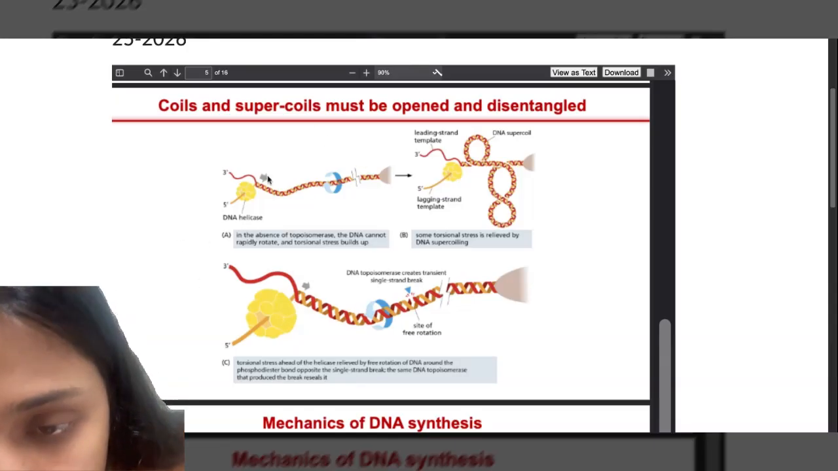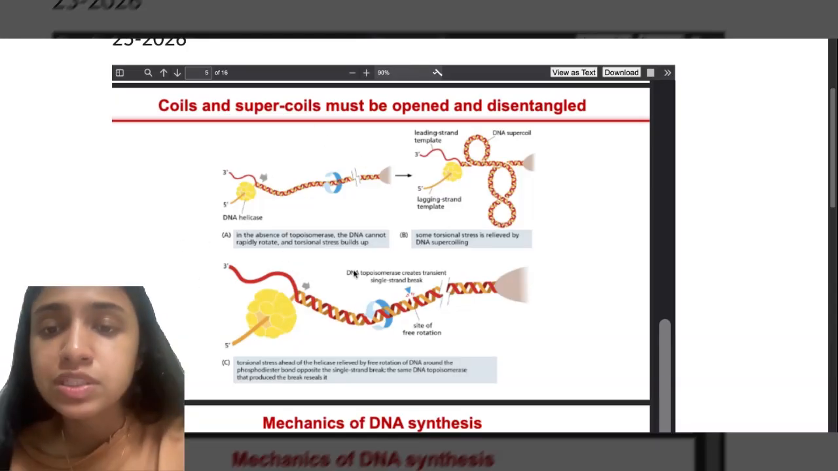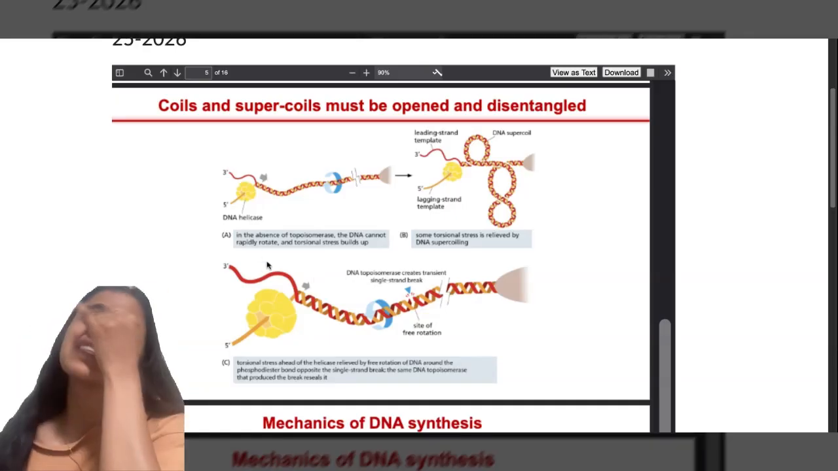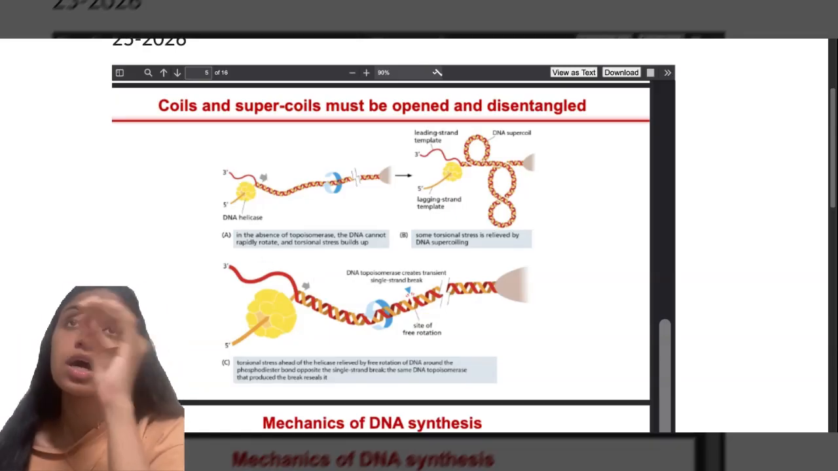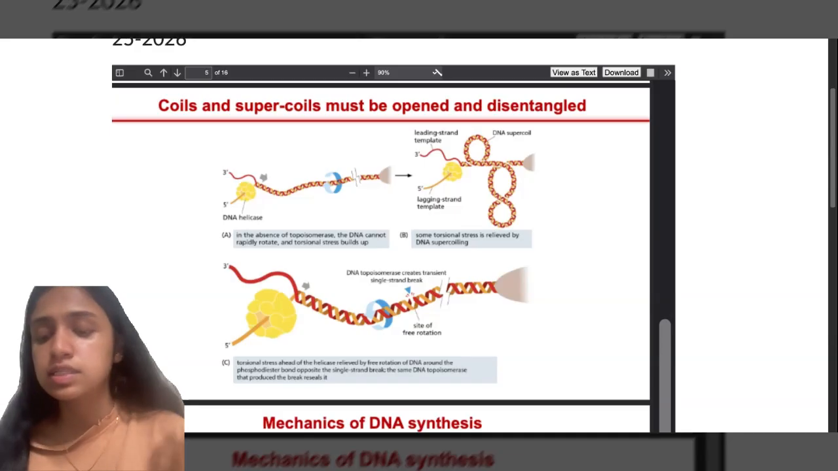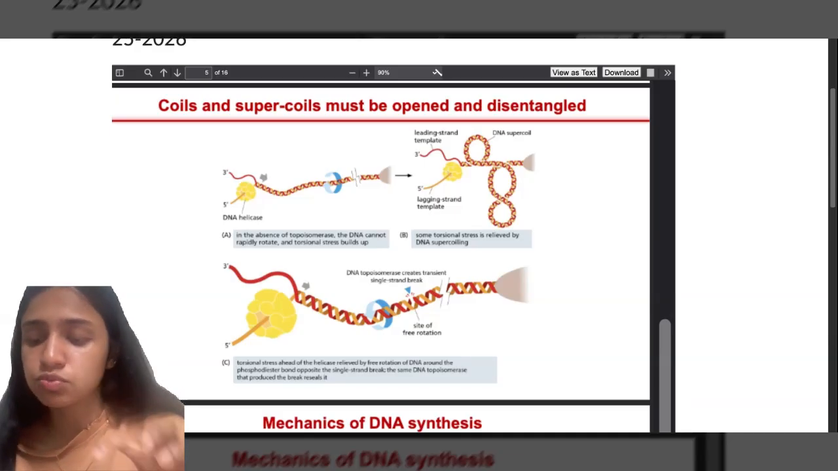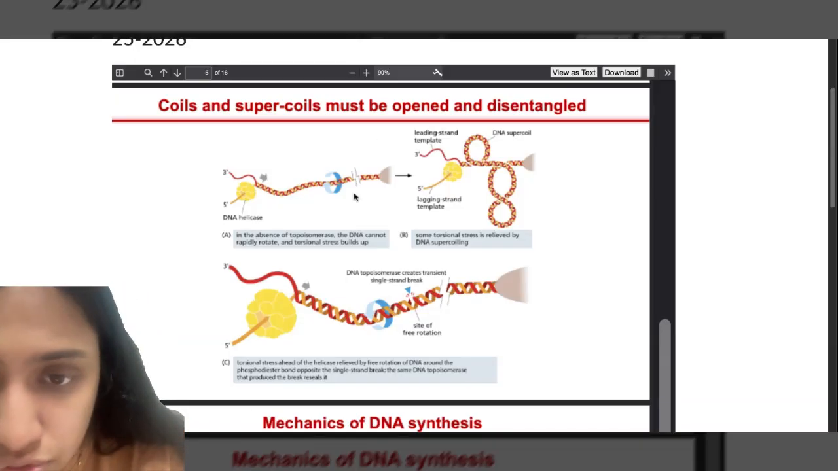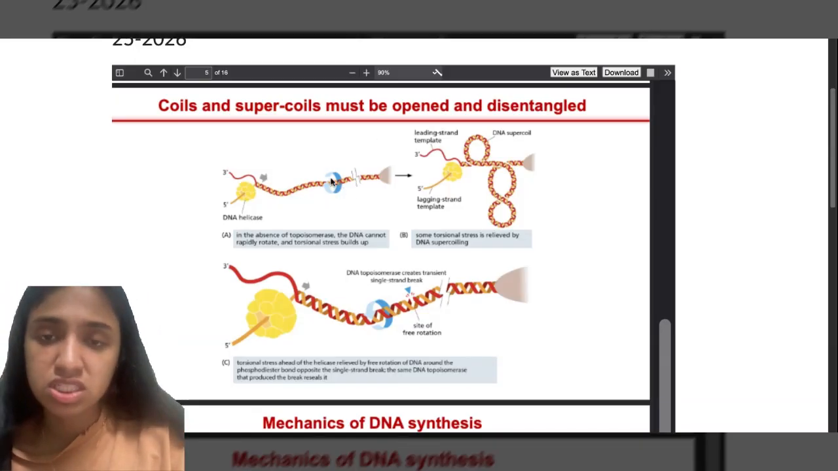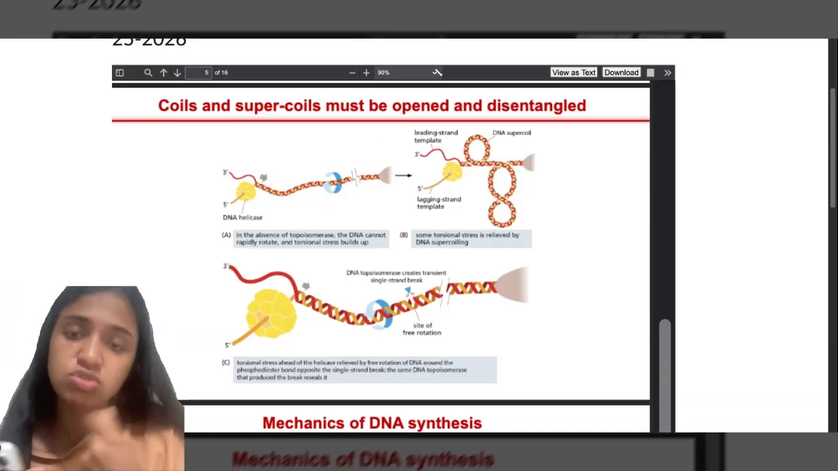Okay, we're focusing on A. In the absence of topoisomerase, DNA cannot rapidly rotate and torsional stress is created. So essentially, with helicase you're unwinding the DNA strand, and as it opens, the DNA ahead of the replication fork becomes tightly twisted. This is creating some sort of torsional stress. Like right here, it's twisting. As soon as you open it, it twists weirdly.